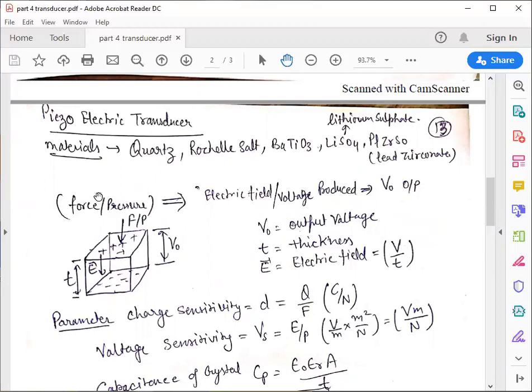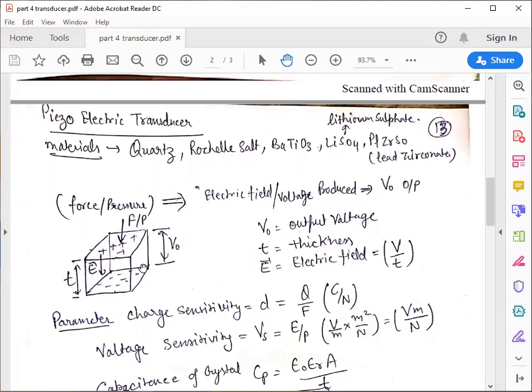So these materials are used to measure force or pressure, with the help of which we convert the force or pressure into an electric field or voltage. Electric field is similar to voltage. Electric field is equal to voltage per unit length. So we have electric field and voltage, and we get output in the form of voltage.